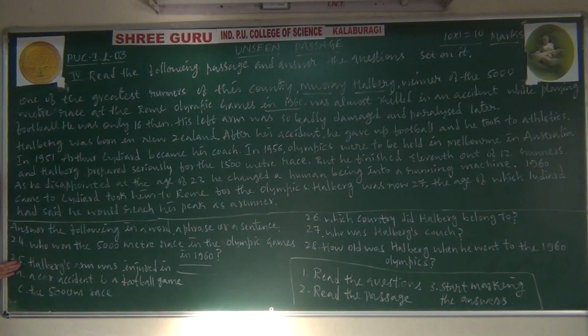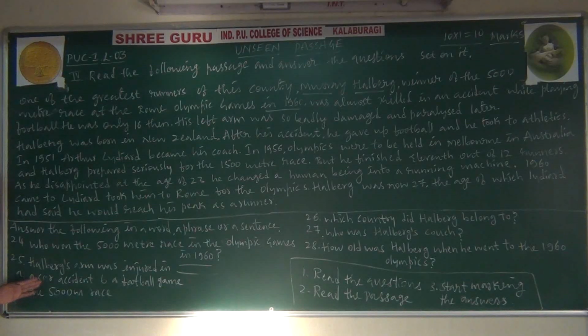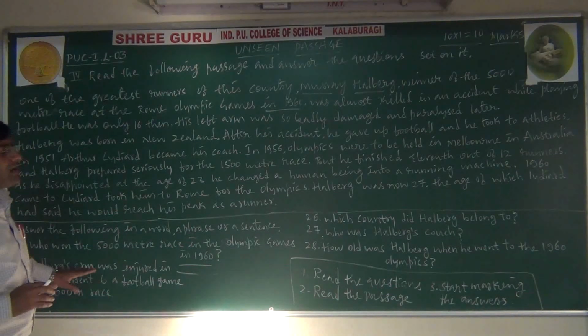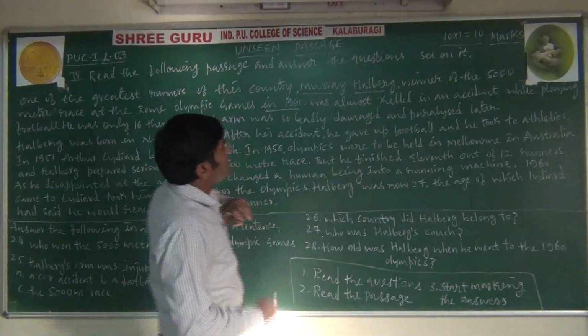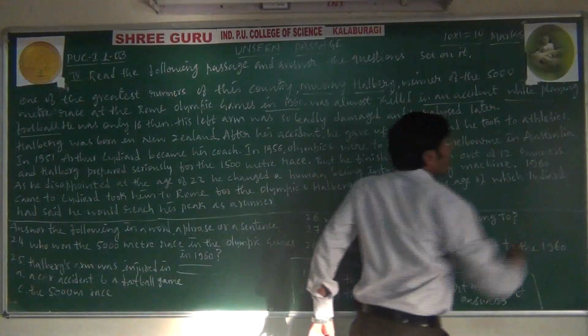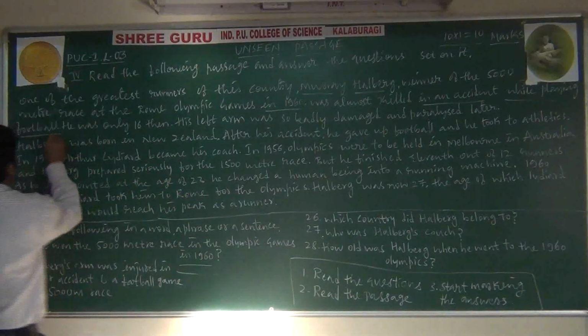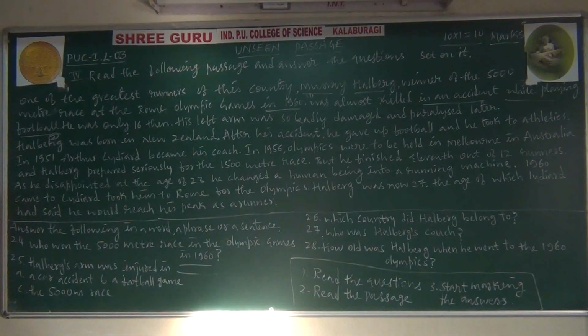Well, my dear students, going now to the 25th question. Halberg's arm was injured in. You are given three options here: a car accident, a football game, and C, the 5,000 meter race. So where was he injured exactly? He was almost killed in an accident while playing football. So we have got the answer here only. While playing football, he met with an accident. This is the second answer, as Murray Halberg is the first one.